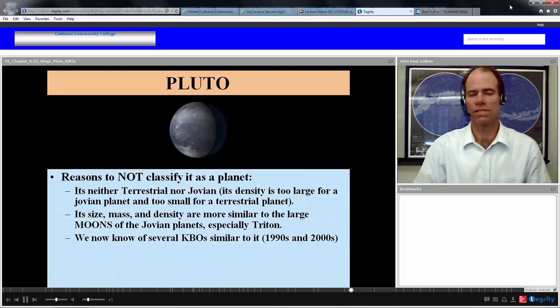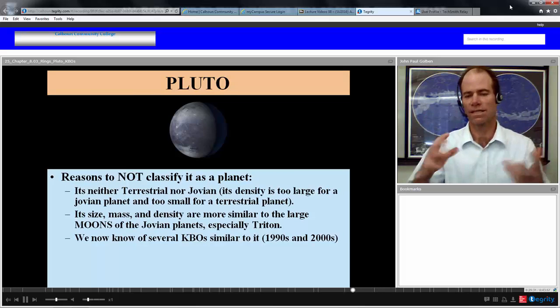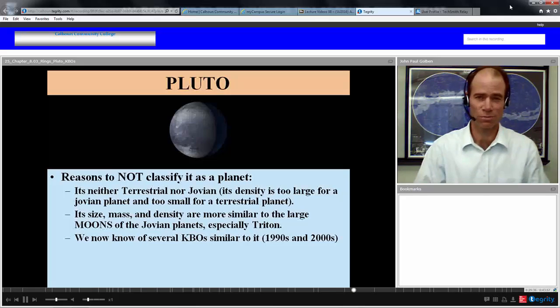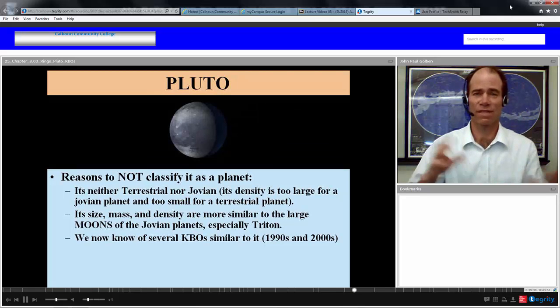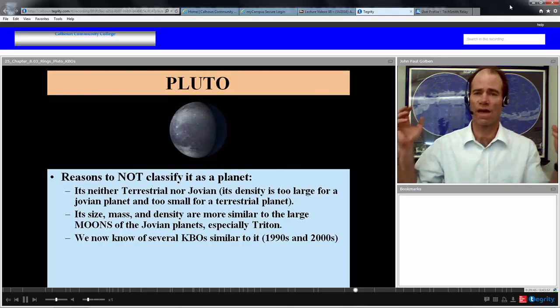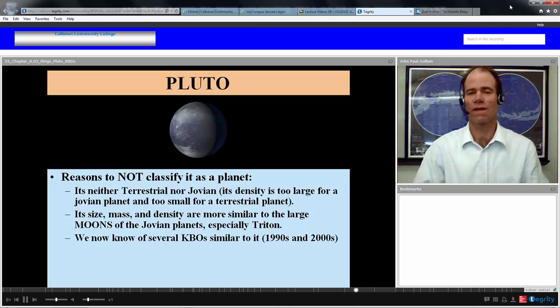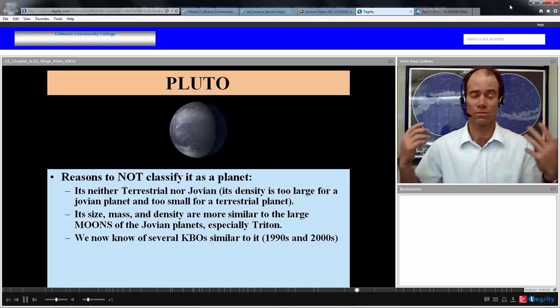And we now know several Kuiper belt objects that are similar to it, discovered in the 1990s and the 2000s era. So there are a lot of icy objects similar to it. So there's a problem there. If we keep Pluto as a planet, we're going to have to start naming these KBOs planets as well. And some of them we only see for a couple of years, and then they're gone for thousands of years. So we're going to have these planets that we never see for thousands of years, and we're going to start calling them planets. And that would be a major problem.